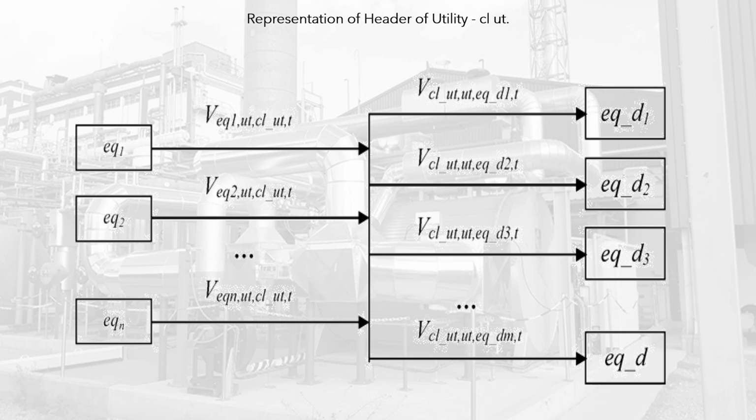This header receives all the streams of utilities that are produced in the same time period from all EQ that are mixed at the temperature and pressure conditions of the header. Similarly, header CLUT sends utility out at time period T to consumption units. A decision variable YEQT is associated with flow rate variable VEQUT,T.